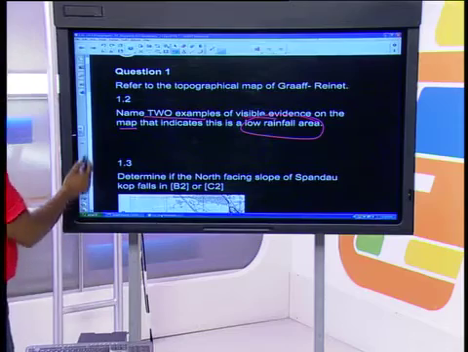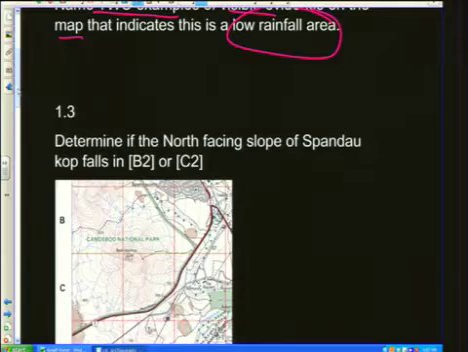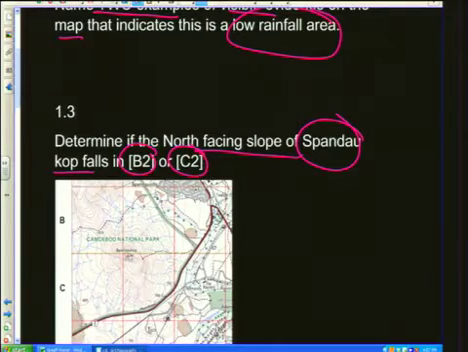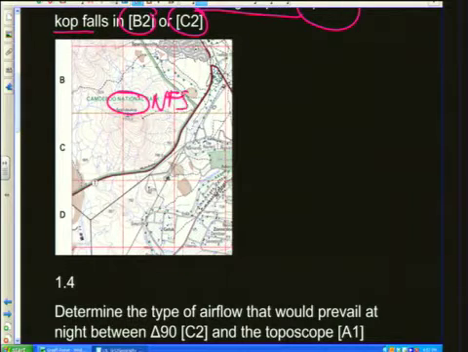The next question. Determine the north-facing slope of Spandau Kop in blocks B2 and C2. As we've discussed previously, you should note that this area here is your north-facing slope, and this particular area is your south-facing slope. Now it's time for a break, so don't go away. We'll be right back.